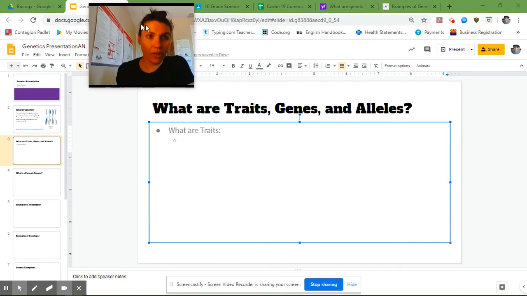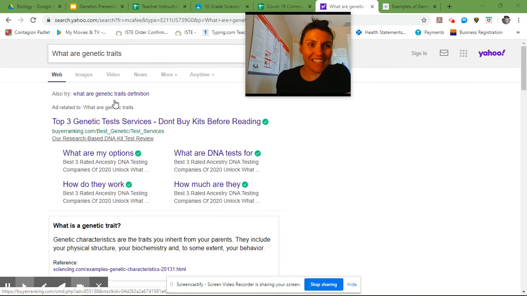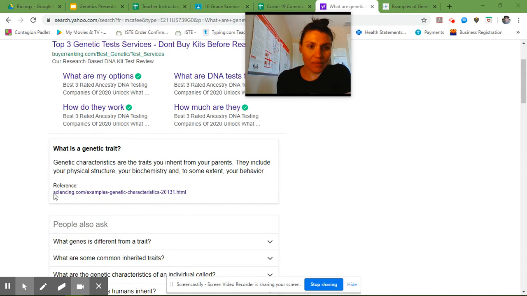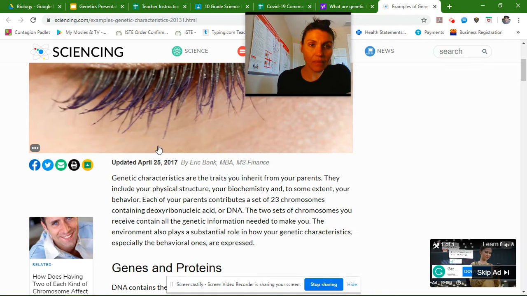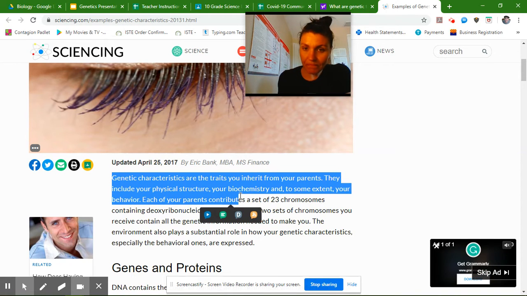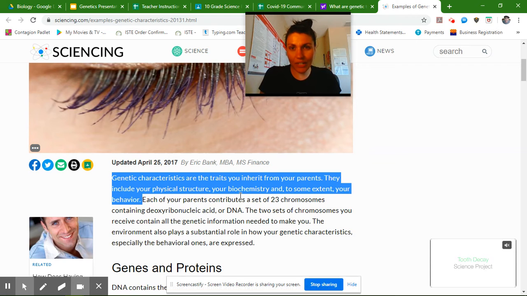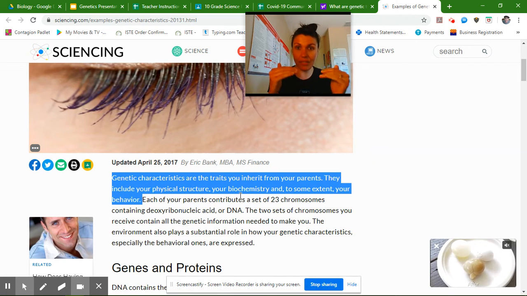So let me move my picture over here for a second. I went to my search engine and I typed in what are genetic traits, and I went to this website, sciencing.com, for what's a genetic trait. And they had this paragraph. Genetic characteristics are the traits that you inherit from your parents, include your physical structure, your biochemistry, and to some extent your behavior. And so this is a great definition of what genetic traits are, and it's very easy to break it up into bullet points.